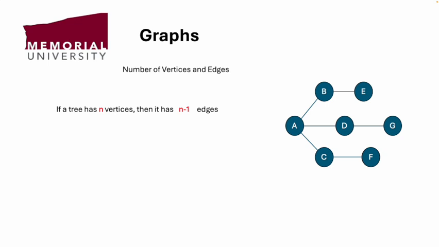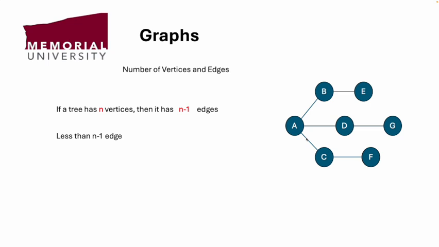Okay. So there's a relationship between the vertices and the edges. If this is a tree, so it must be what? If you have n vertices, they only have n minus 1 edges. If this is a tree, okay. So in this case, it will be 1, 2, 3, 4, 5, 6. Okay, six edges.